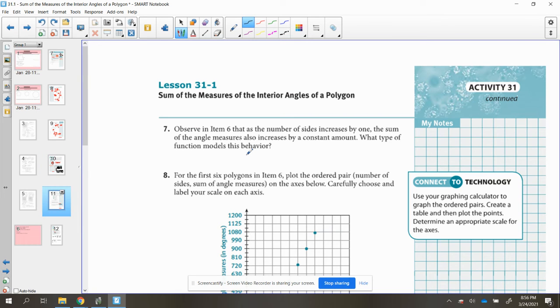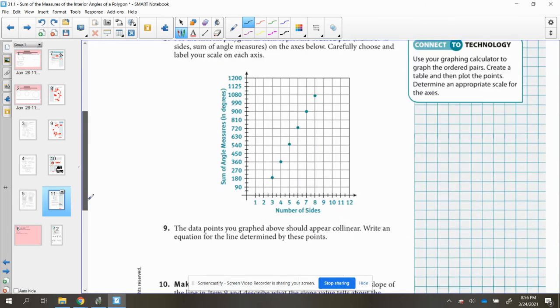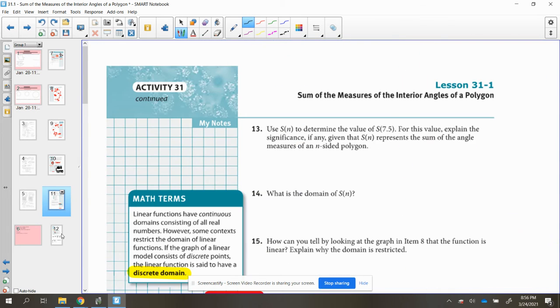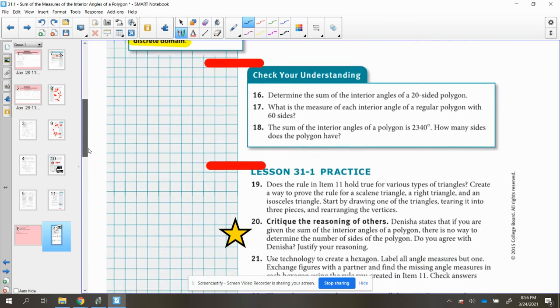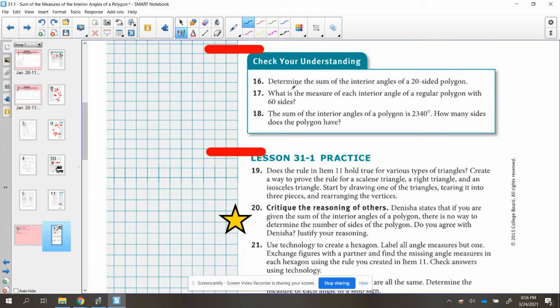Now, moving on from there, we want to look at some practice problems, okay? So we're actually going to skip over this page here, and we're going to jump to page 452 to get some practice in with this, okay? And we're going to look at number 16. Number 16 says we want to figure out the sum of the interior angles of a 20-sided polygon.